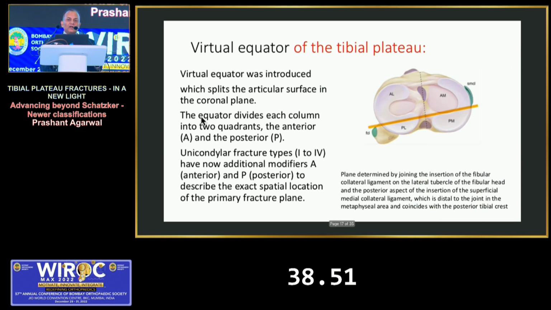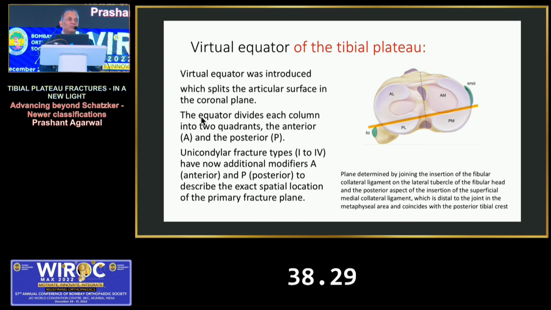Here the equator, a line joining the fibular head, the anterior margin, and the posterior portion where the medial collateral ligament is attached, is called the virtual equator, which divides the tibia into anterior and posterior segments. Again, by an imaginary line in the center of the tibial condyle, you can divide it into four quadrants, similar to what Luo did.